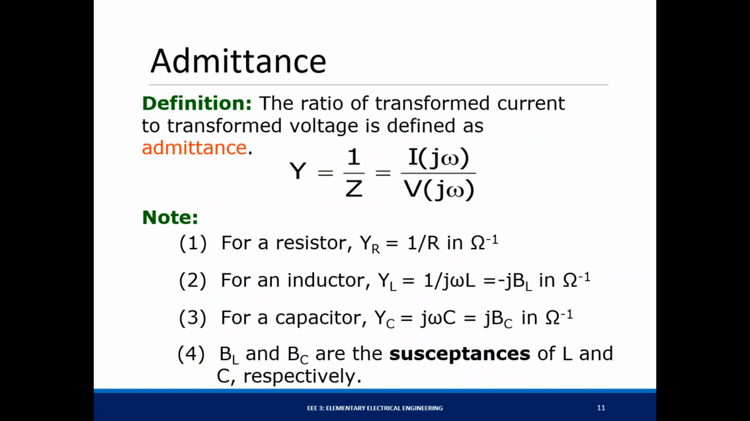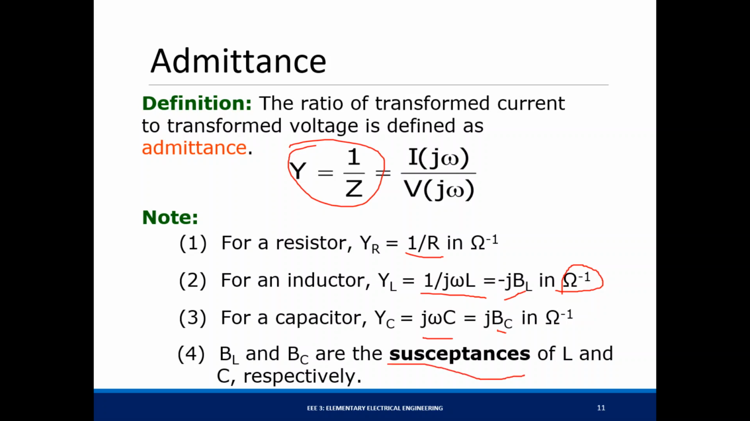Now we have the concept of admittance. It's just the reciprocal of your impedance right here. So for a resistor, the admittance is 1 over R. For an inductor, it's 1 over j omega L, or negative j times BL, in 1 over ohms. For a capacitor, it's j omega C, or equal to jBC, where BL and BC are called susceptances.